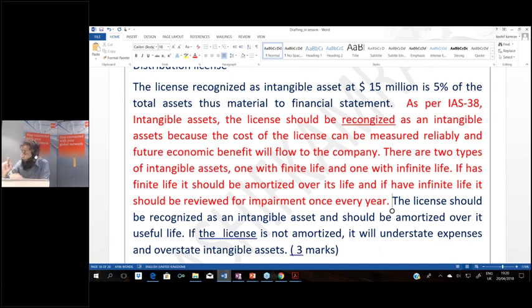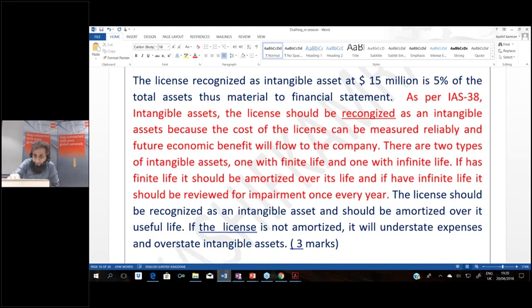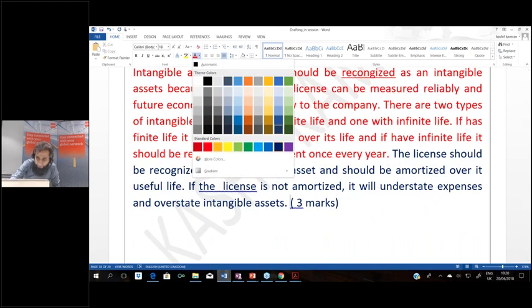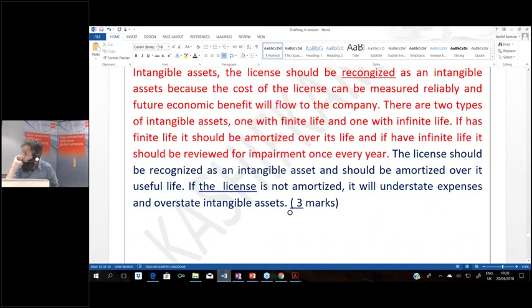Okay, now something which is more valuable, rather than doing something in red, I come back with blue. See, something which I can tell the examiner more impressively. The license should be recorded as an intangible asset and should be amortized over its useful life. If the license is not amortized, it will understate expense and overstate intangible asset.